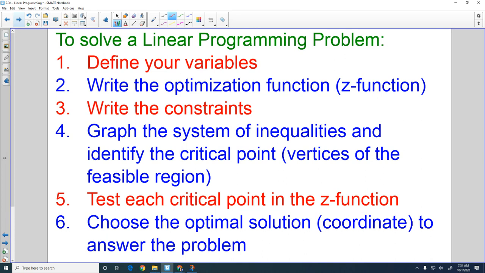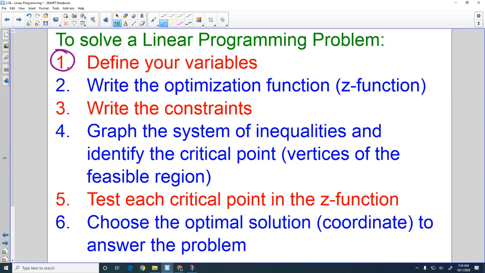All right, so now we're putting everything together. This is the complete process for linear programming right here. So you'll notice that part of these are still from Monday's lesson, right? We've got things such as number 1, defining your variables. We know how to do that. X is going to be bran muffins. Y is going to be corn muffins. You remember that problem, right?